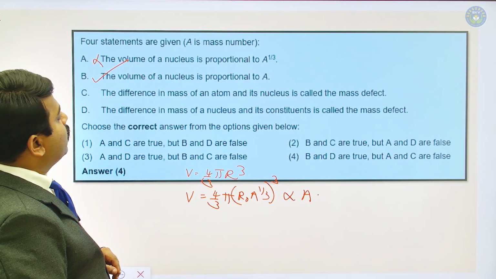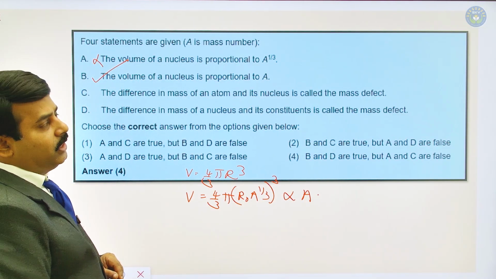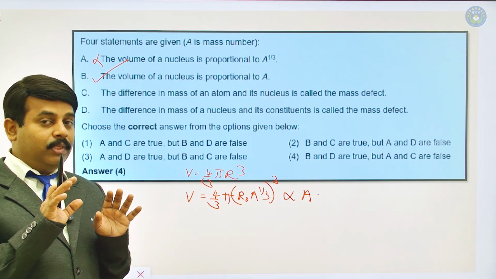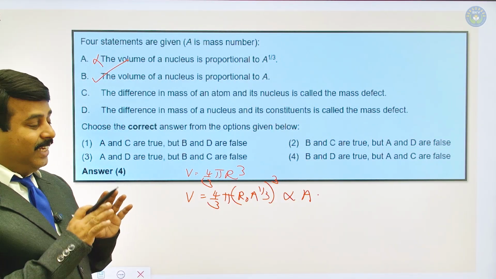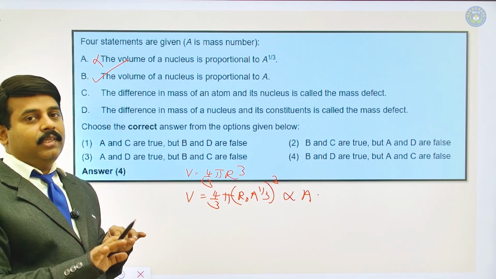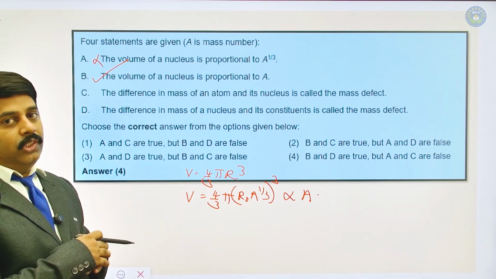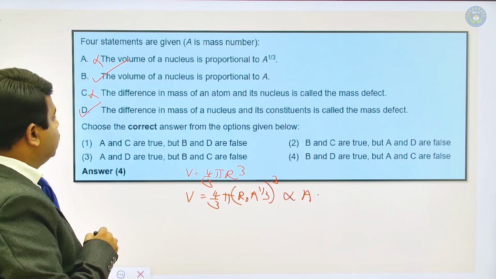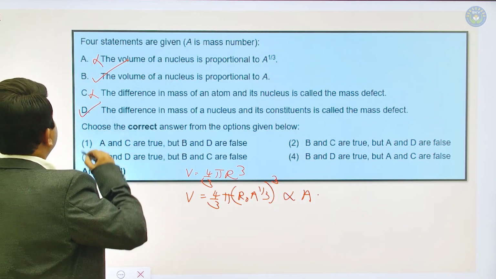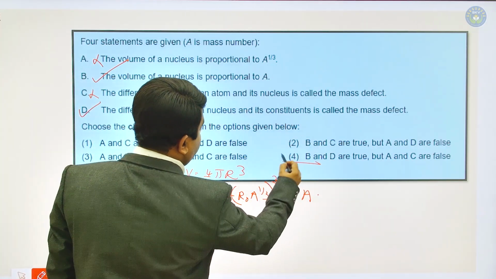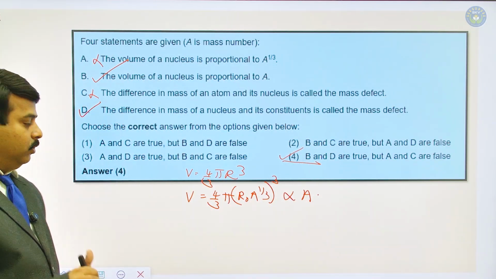Now the difference in mass of atom and its nucleus, no, it is not the difference. See, mass defect is not the difference between nucleus mass and atom mass. It is the difference between total mass and total mass of the constituents. So option D is correct, option C wrong. Then B and D true, and A and C wrong. So which is the option? Option 4 is correct, right? All right.